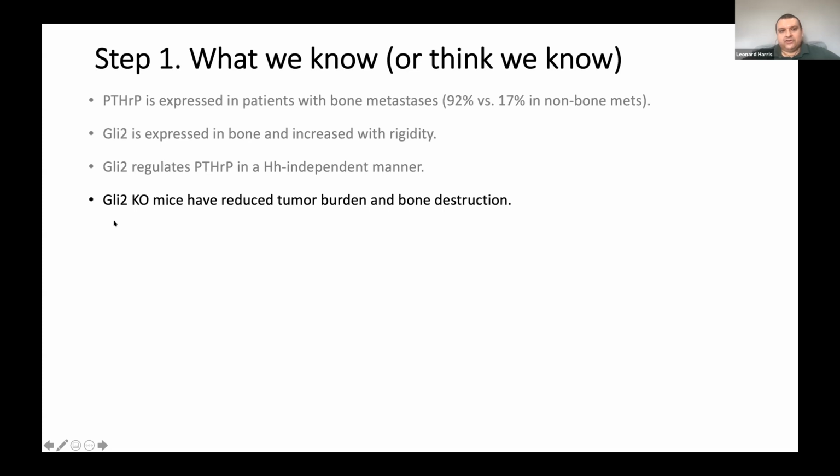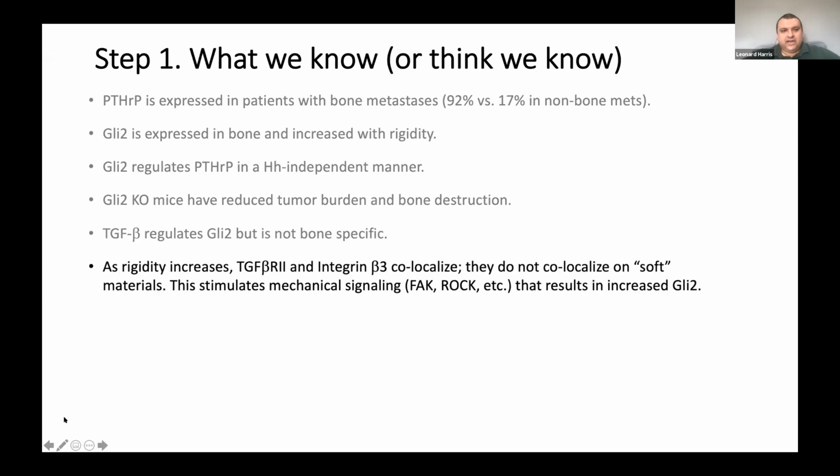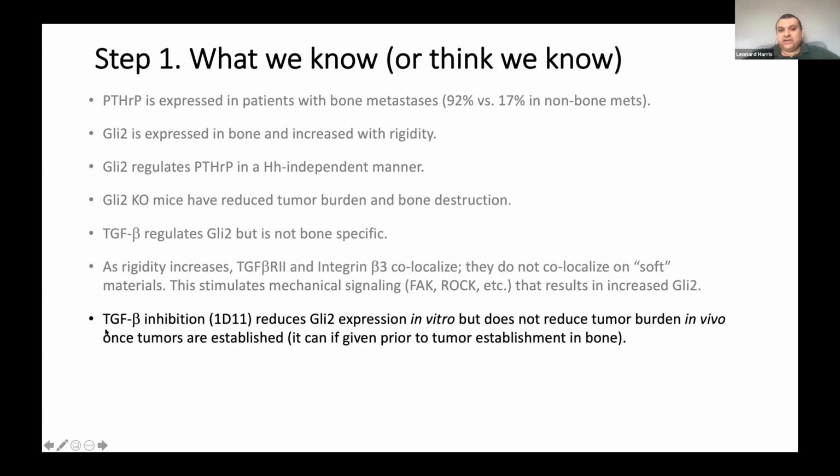GLI2 knockout mice are known to have reduced tumor burden and bone destruction. It's also known that TGF-beta regulates GLI2, but it is not bone specific. And then, as you just saw on the previous slide, as rigidity increases, TGF-beta receptor type 2 and integrin beta-3 co-localize. They do not co-localize on soft surfaces. And this stimulates mechanical signaling, specifically through proteins FAK, ROCK, and others that they have studied over the years, which results in increased GLI2.